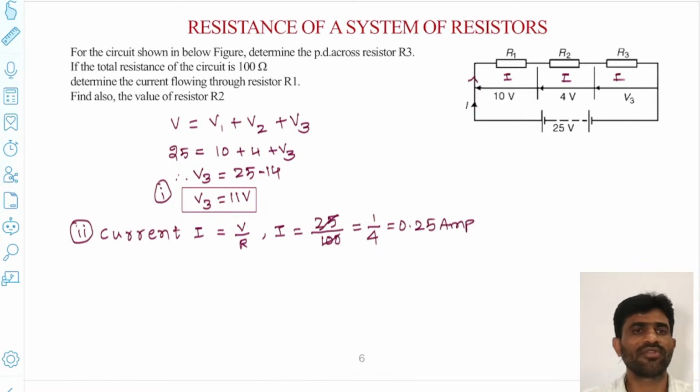What is the third question's answer? We have to find the resistance across R2. We have to find R2. What is R2? Here one student, Deepak, answered what R2 is. But do you know, other students, how to find R2 here?